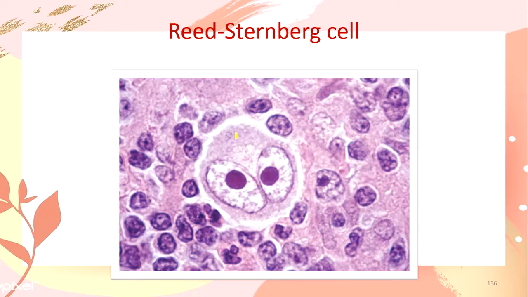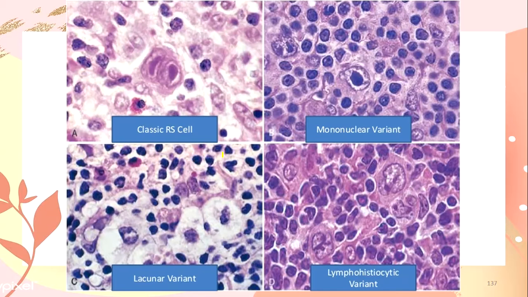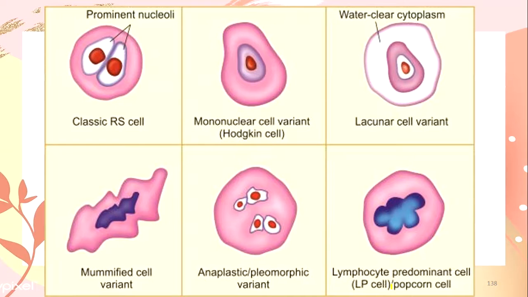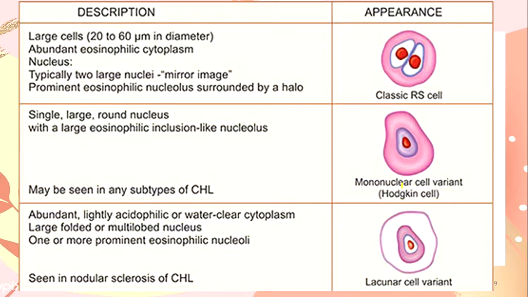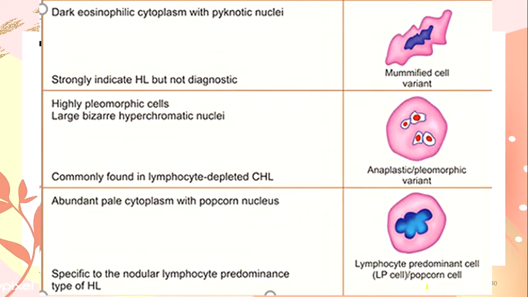This is the morphology of Reed-Sternberg cell. You can appreciate the owl eye appearance. Some of the variants are mononuclear variant, lacunar variant, and lymphohistiocytic variant. Mononuclear cell variant has a round nucleus with eosinophilic inclusion. It is seen in many subtypes of CHL. In nodular sclerosis, you will see lacunar cell. Mummified cells are not diagnostic for Hodgkin lymphoma, but they are seen.